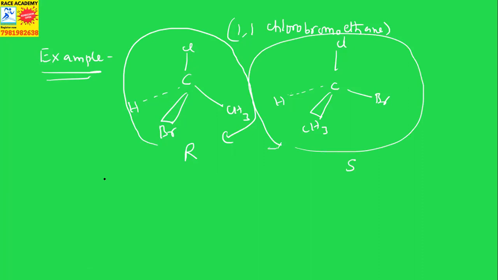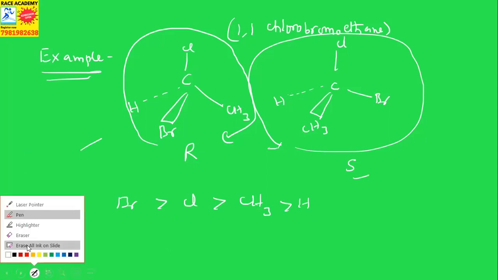That is S configuration. So here the priority order we are giving is bromine greater than chlorine greater than methyl carbon greater than hydrogen. So now viewing the groups bromine, chlorine, methyl in tetrahedral perspective, the configurations R and S are assigned according to whatever we have shown like this. Okay, this is an example.